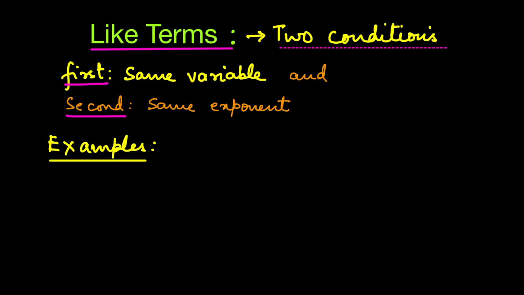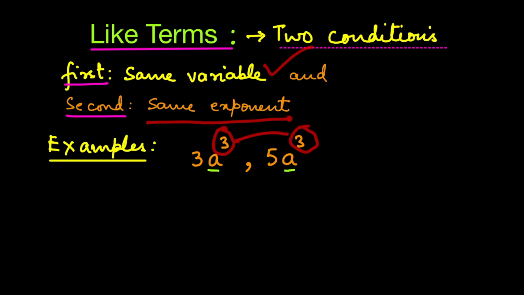Now giving examples on this, suppose we have 3a cubed and 5a cubed. So what are the variables here? The variable is a. So the variable is the same, and the first condition is satisfied. Now what are the exponents? The exponents are the same, 3 and 3. Both conditions should be satisfied to conclude whether they are like terms or not. Since the variables are the same and the exponents are the same, we say these are like terms.